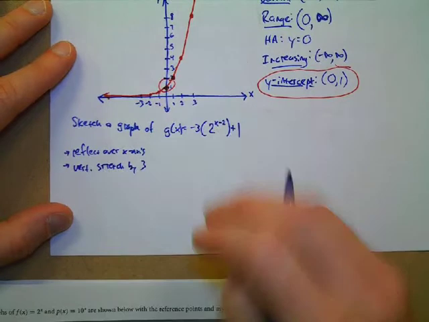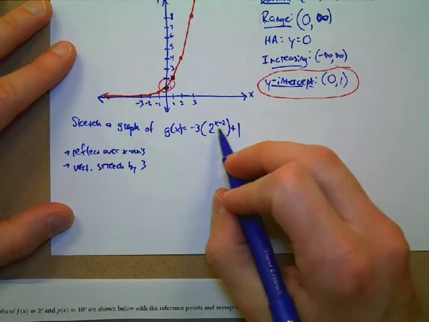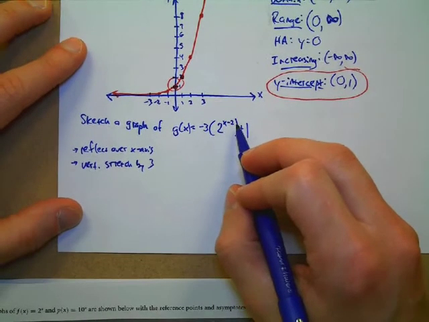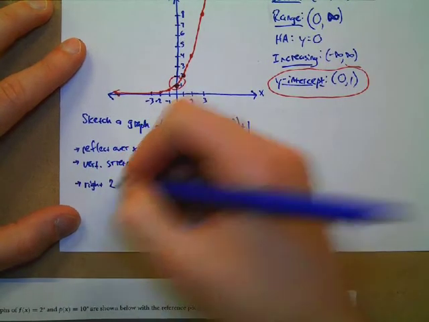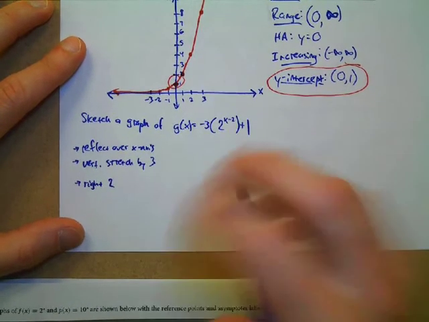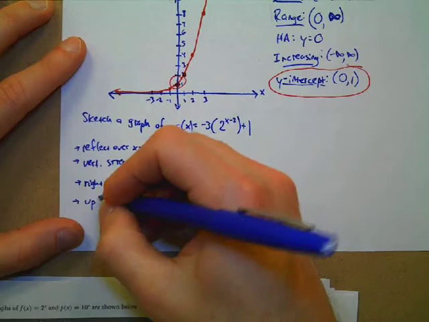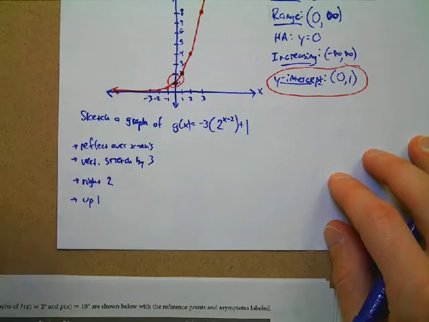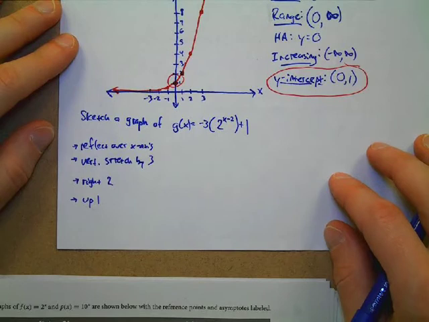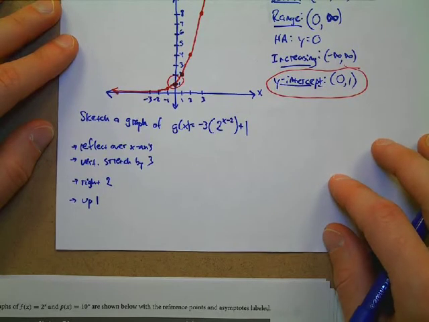Okay. What about that x minus 2? What's that minus 2 going to do? Right 2. And what about that plus 1 at the end? Up 1. Okay.